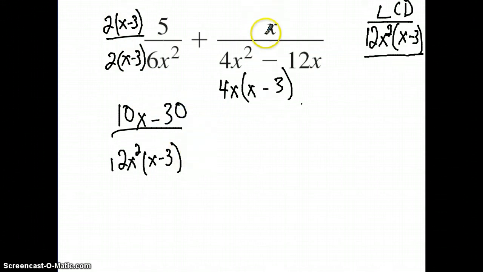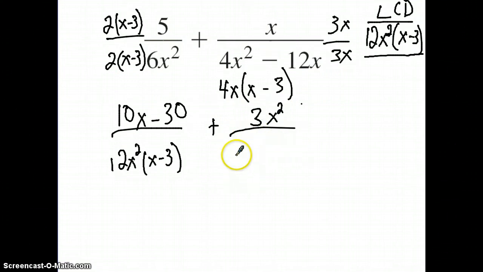And then over here, we have to ask ourselves, well, how do we turn this into 12x squared times the quantity x minus 3? So we have to multiply by 3x. Multiply the top and bottom by 3x. So we get 3x squared over the 12x squared times the quantity x minus 3.